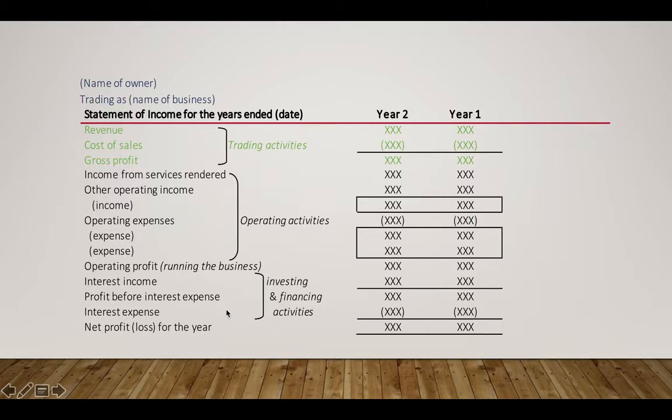Lastly, you would have kept your investing and financing activities separate. In other words, your interest income and your interest expense. This is simply because they are not income and expenses from the day-to-day running of the business, but simply a result of your investing and financing decisions that you have made. So it's quite useful to keep that separate so that you can see, are you clever in the way that you're investing and financing in your business compared to the actual day-to-day running of the operations. You can then add all of those together to get your bottom line or the net profit or loss for this particular period. So that is what your statement of income is going to look like.